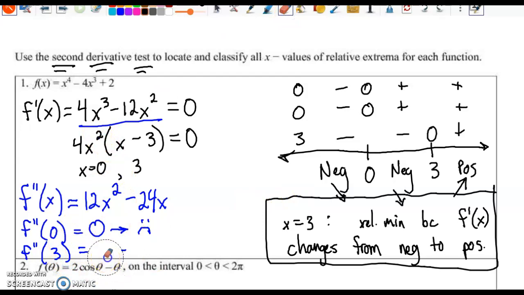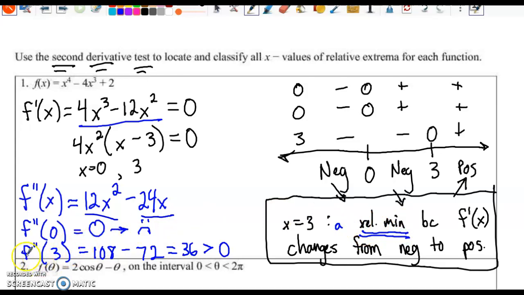Oops, I have to redo this. I put into the first derivative. You need to plug into the second derivative, 3. I'm getting a calculator out. Just getting my phone calculator. 12 times 9 is 108. And then minus 24 times 3 from right here is 72. 108 minus 72 is 36. But all I really care about is that it's positive. And if we get a positive in the second derivative, it's a relative min.